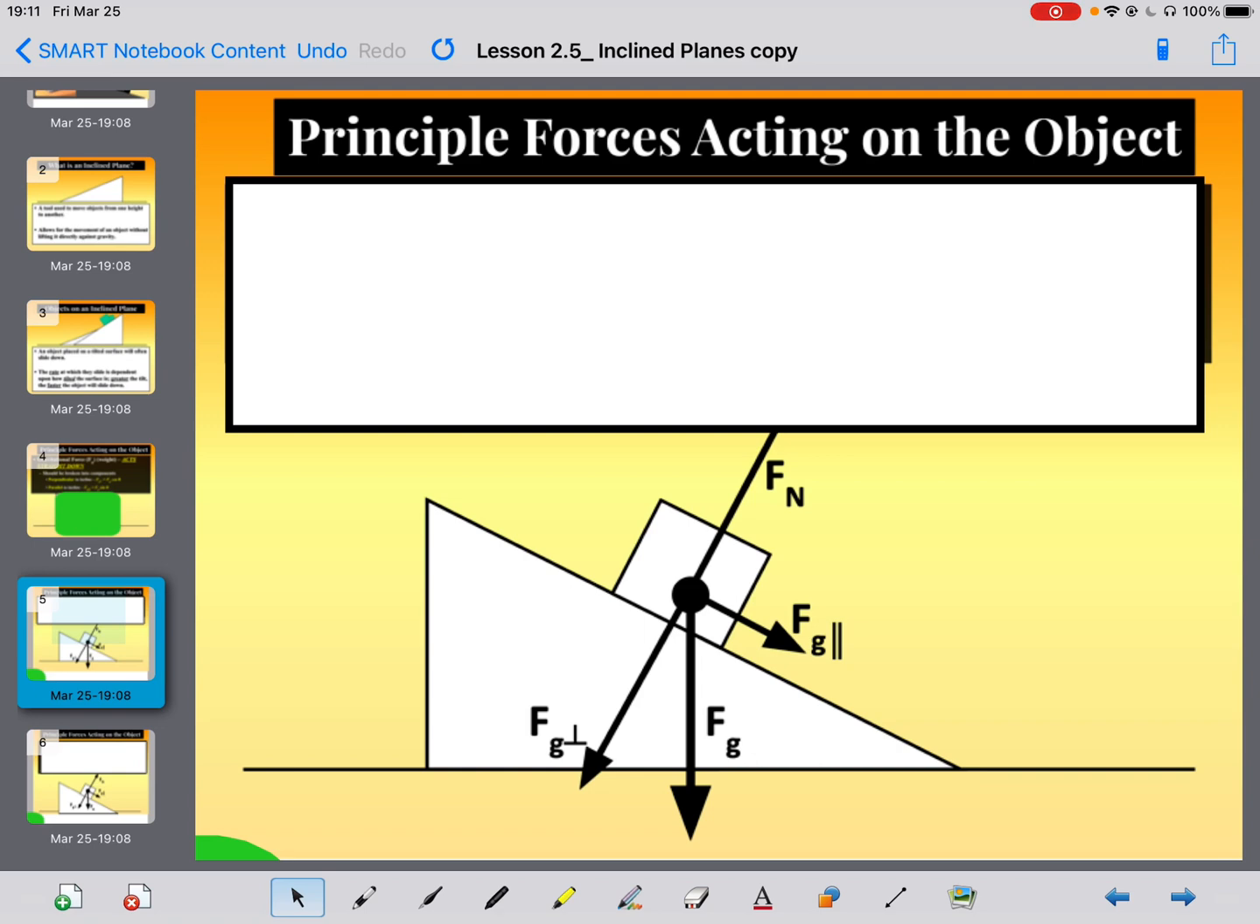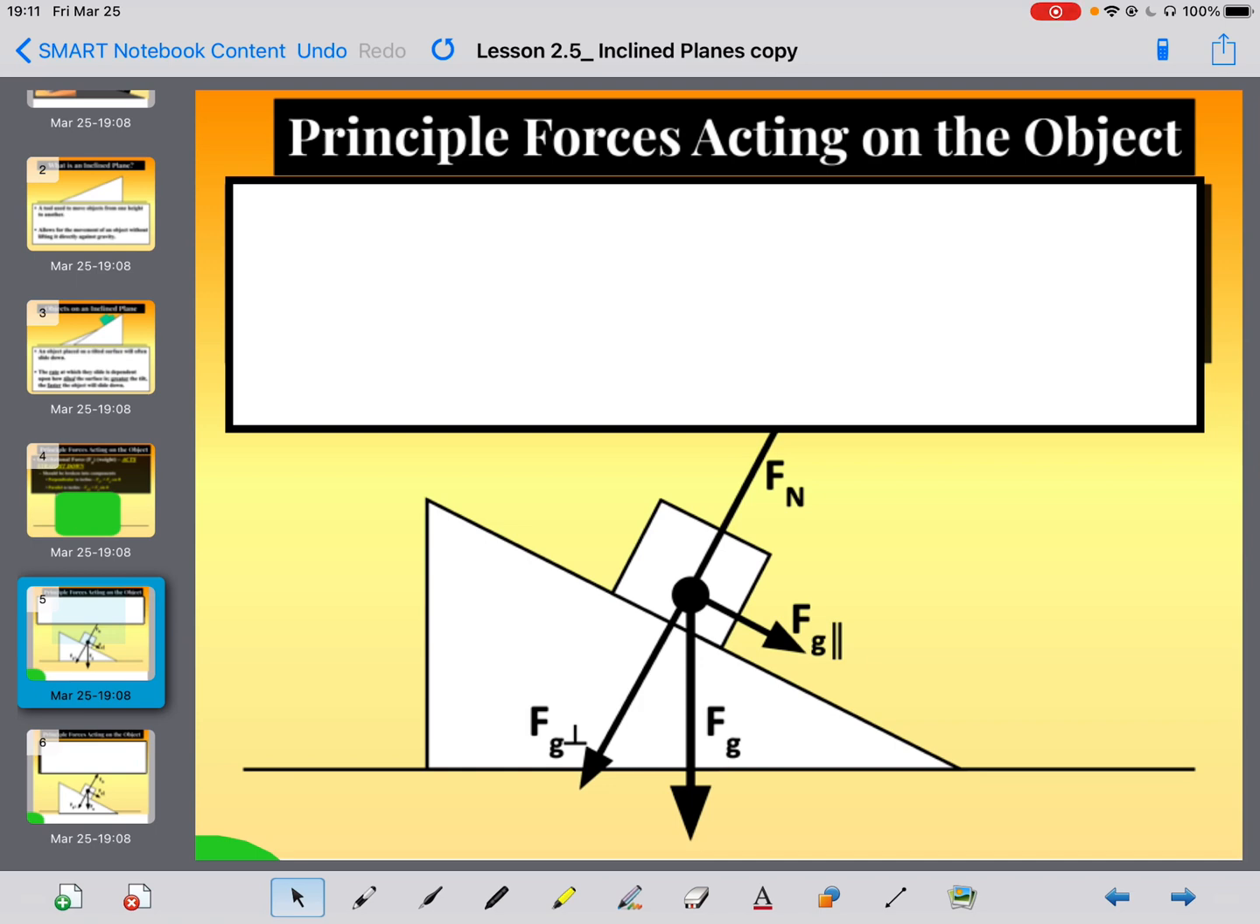Before we left off talking about the perpendicular and parallel components of gravity, and just as a brief reminder or review, the perpendicular component will always have a 90-degree angle with the surface of the inclined plane, and its job is to literally pull that object into the surface, whereas the parallel component's job is to have that object slide down the incline.